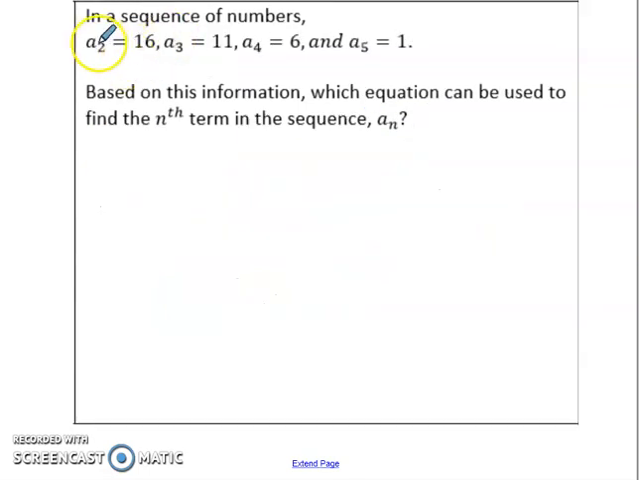All right, let's try it again. We have the second term. Remember, that's how we read this. Second term is 16. The third term is 11.